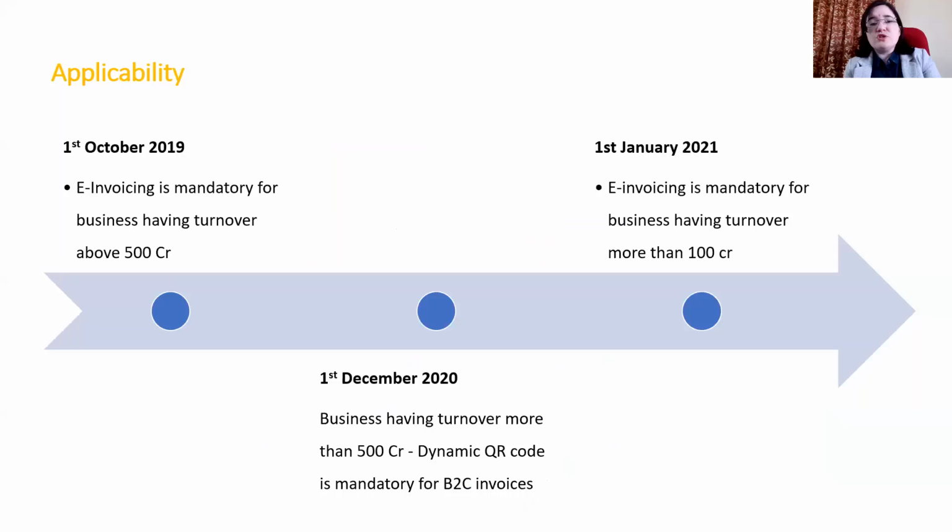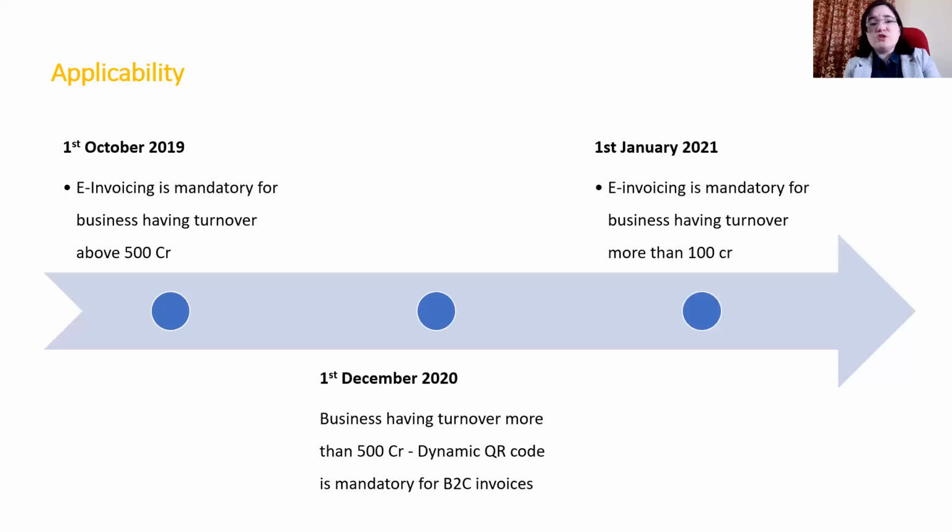As far as applicability is concerned, whether e-invoicing is applicable to you or not. From 1st October, you are aware that e-invoicing is already made mandatory for taxpayers having a turnover above 500 crore. Then from 1st December, taxpayers having a turnover above 500 crore are required to generate the QR code for B2C invoices. So for B2C invoices now, from 1st December, they are required to generate the QR code.